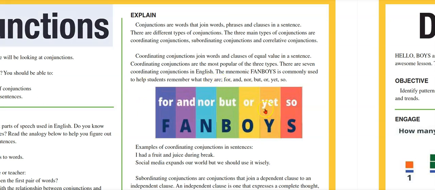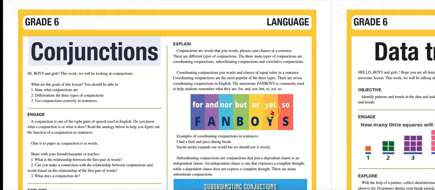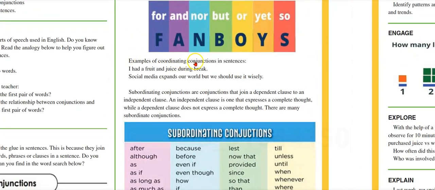So FANBOYS: for, and, nor, but, or, yet, so. So F, for; A, and; N, nor; B, but; O, or; Y, yet; S, so. Examples of coordinating conjunctions in sentences. I had a fruit and juice during break. Social media expands our world, but we should use it wisely.